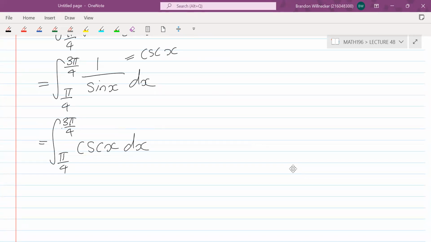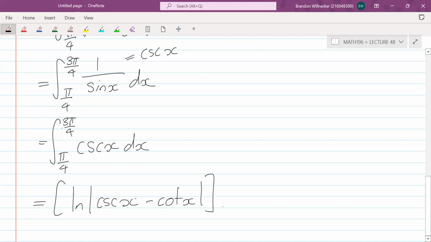Okay. Now this is a standard integral that we should all know. This is going to be the natural log of cosec x minus cotan x from pi over 4 to 3 pi over 4. Okay, so this is very similar to the integral of sec x. Please remember that one as well. So the integral of cosec and the integral of sec, you should know that.